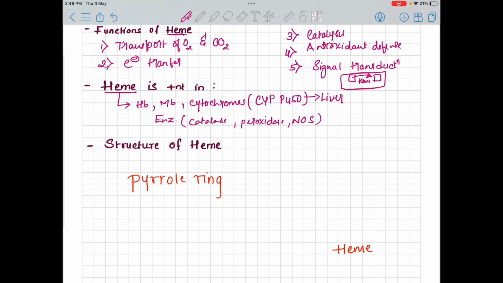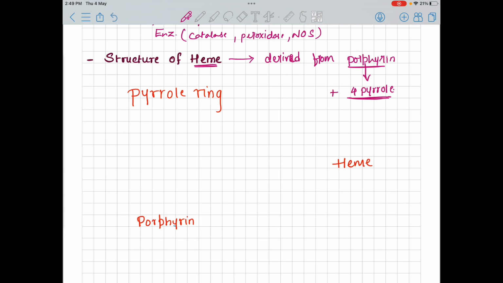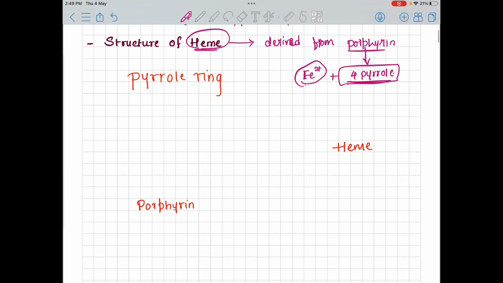Now, if we move ahead, we'll see the structure of heme. The structure of heme is derived from porphyrin. Porphyrin contains 4 pyrrole rings. These pyrrole rings, along with Fe2+, iron in its +2 state, together form the heme. So this is a pyrrole ring. If we make 4 of them, we get porphyrin. If we add iron to porphyrin, we get heme. Okay, simple as that. Now, how is the structure of the pyrrole ring?